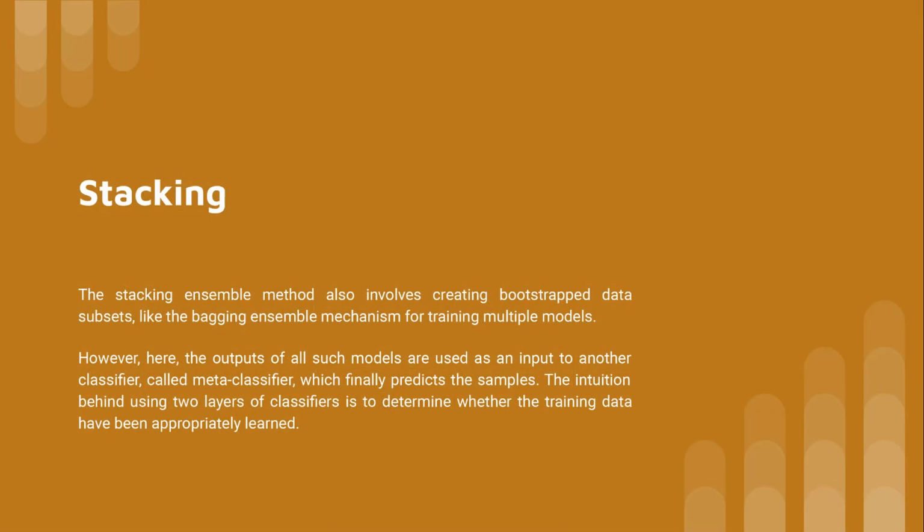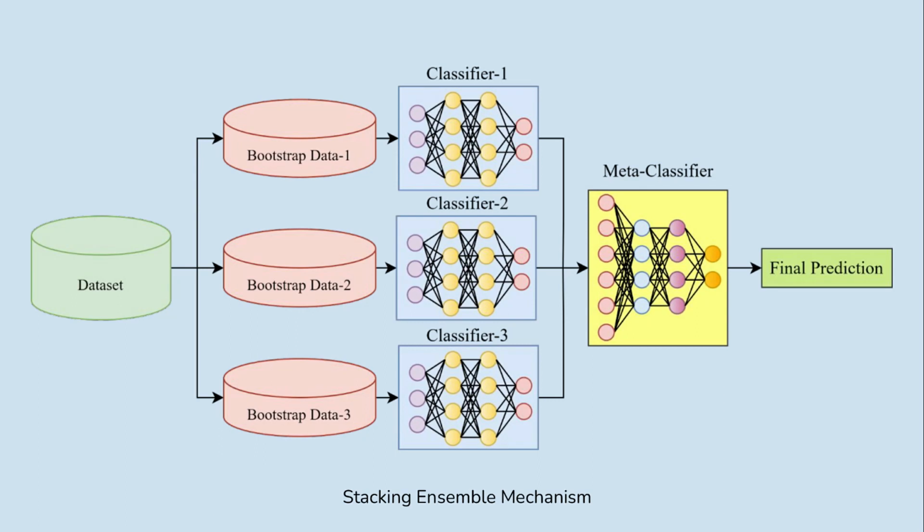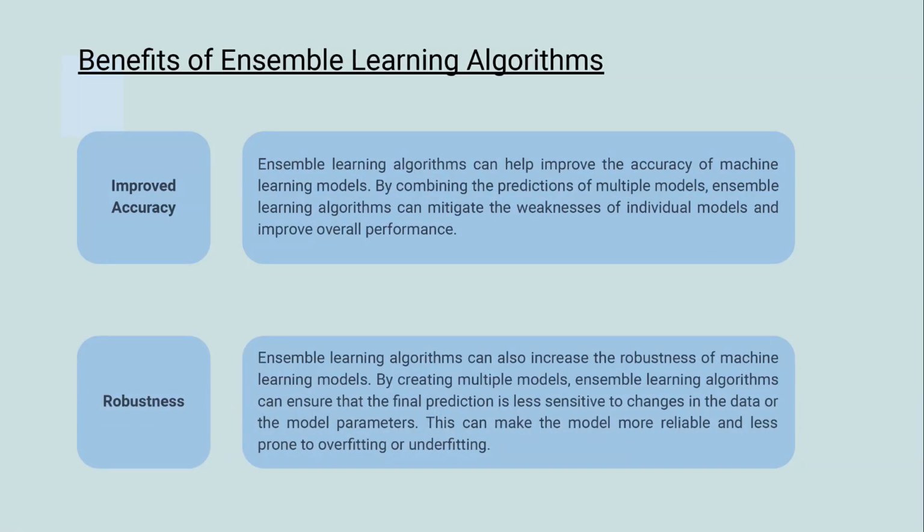Stacking. The stacking ensemble method also involves creating bootstrapped data subsets, like the bagging ensemble mechanism, for training multiple models. However, here, the outputs of all such models are used as an input to another classifier called meta-classifier, which finally predicts the samples. The intuition behind using two layers of classifiers is to determine whether the training data have been appropriately learned.